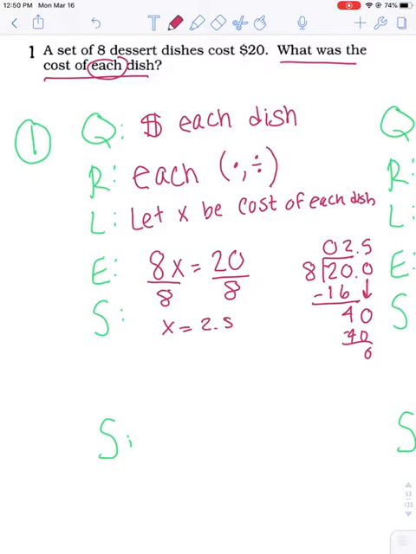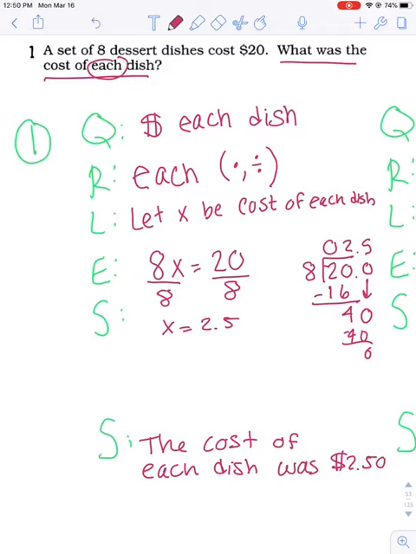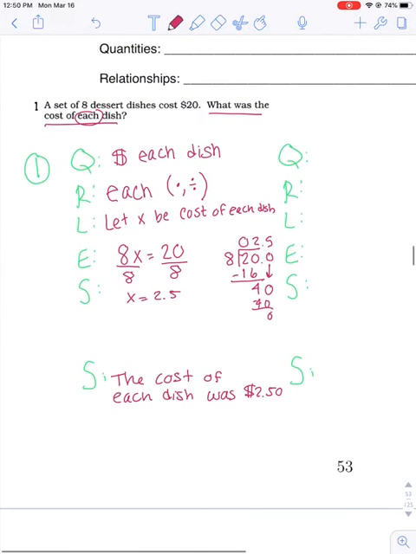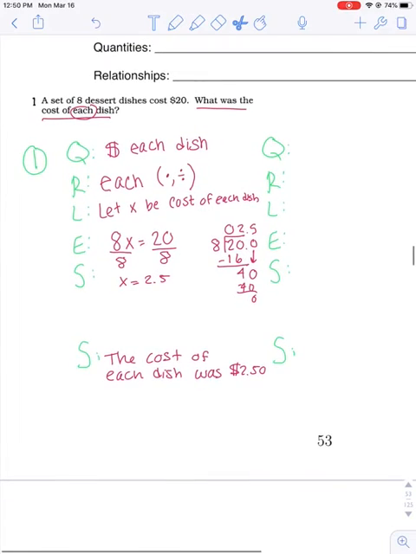So x equals 2.5. For my sentence, I'd want to say the cost of each dish was $2.50. Remember, you wouldn't just say $2.5. You would say $2.50. And that would be this question. If you want to shrink this and get it out of the way, you can.